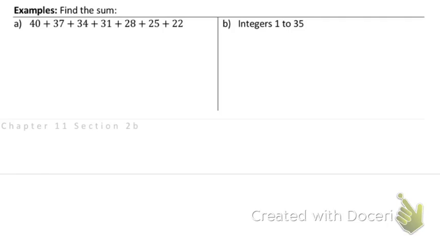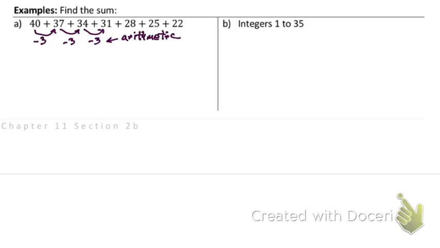So in this example, we have 40, 37, 34, 31, 28, 25, and 22. The first thing we should do is recognize that it is arithmetic, and it is, because we'd be subtracting 3, subtracting 3, subtracting 3. So it is in fact arithmetic, so then we can use this sum formula. This only works for arithmetic. All right, so it's arithmetic.